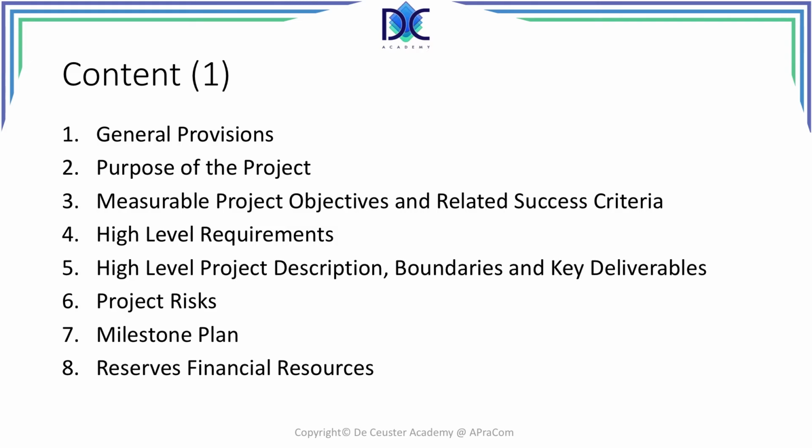Paragraph 6 is about project risks. The risks, very high level at this moment, but risks relate to opportunities and threats. What we already know at this moment can be written here in paragraph 6. Paragraph 7 is about the milestones.